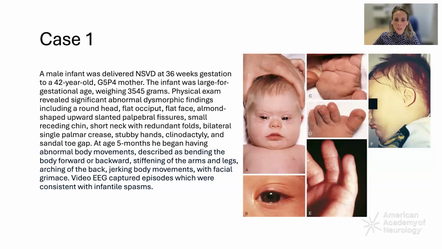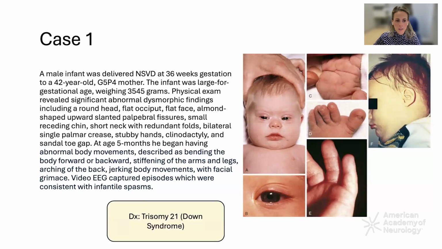gap deformity. At age 5 months, he began having abnormal movements described as bending forward or backwards, stiffening of the arms and legs, arching of the back, jerking body movements with facial grimace, and a video EEG captured episodes which were consistent with infantile spasms. So this case is consistent with trisomy 21 or Down syndrome.